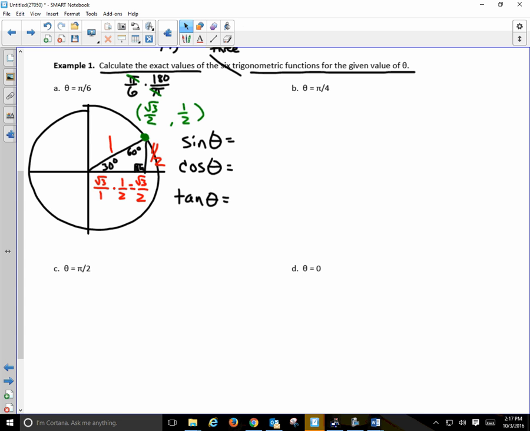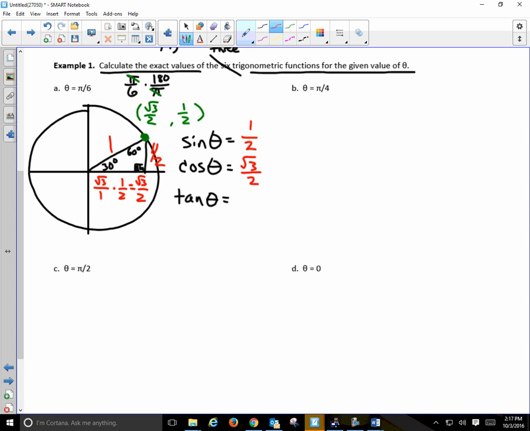Is sine the x value, the y value, x over y, y over x? What is it? Sine is the y value. So what is the sine of 30 degrees? It is 1/2. How about the cosine of 30 degrees, or pi over 6? Square root of 3 over 2.